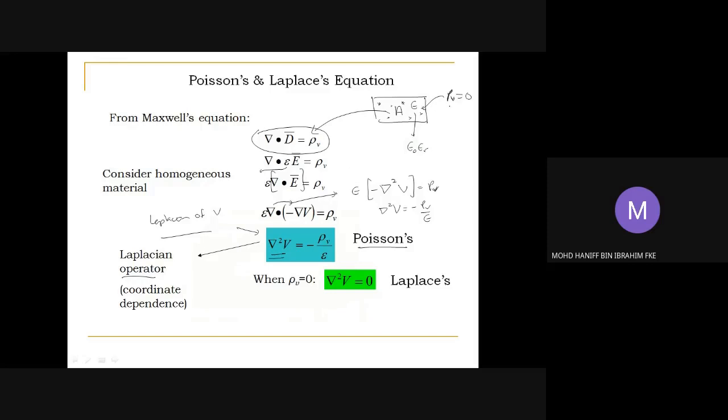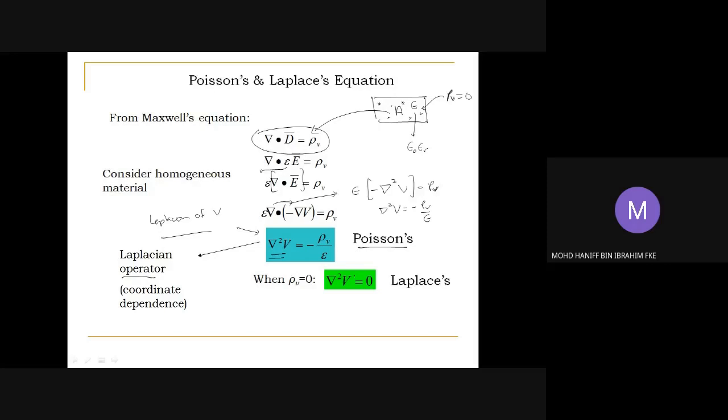So if rho V equals 0, we can say that the region will be represented by the Laplace equation, in which the Laplacian of V equals 0. So these are two equations that can be used to represent the area properties, whether it's Poisson where rho V is not equal to 0, or Laplace where rho V equals 0. In your problems, you can use either the Poisson or Laplace equation to represent the area.